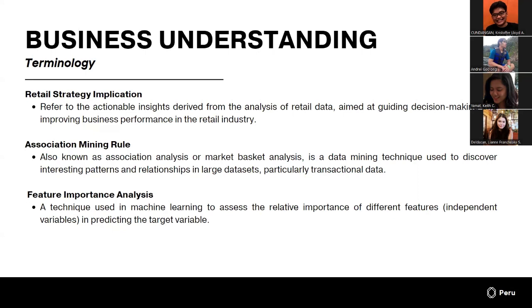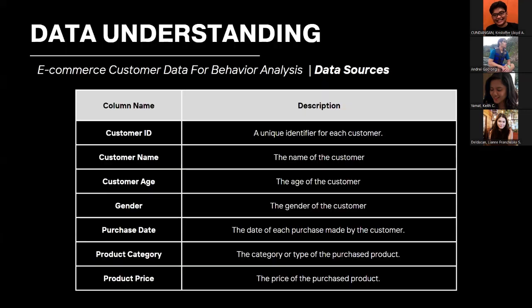Association rule mining, or association analysis, is a technique in data mining for finding patterns and relationships in large datasets, particularly useful in analyzing transactional data. Feature importance analysis in machine learning assesses how different features influence the prediction of a target variable. Now, for the next part, we have the data understanding.